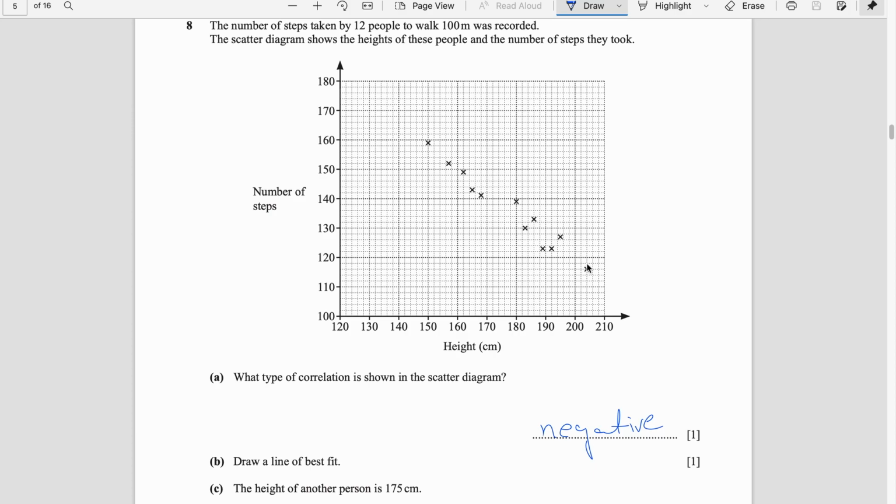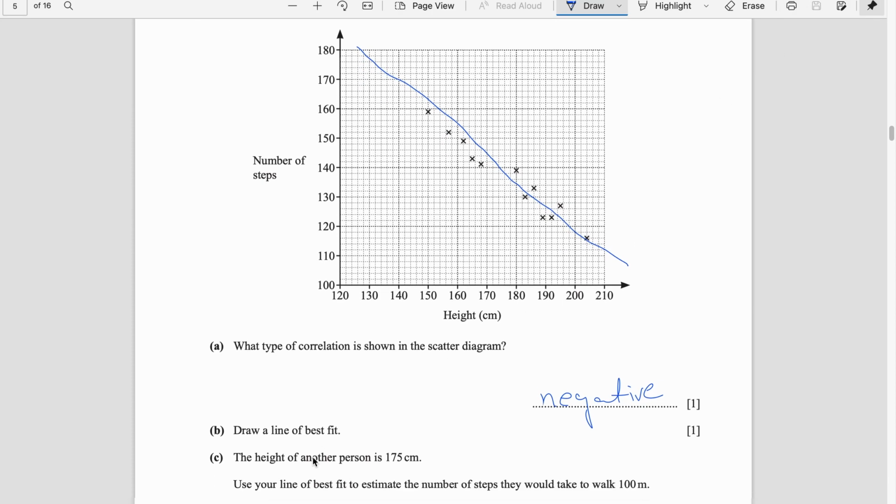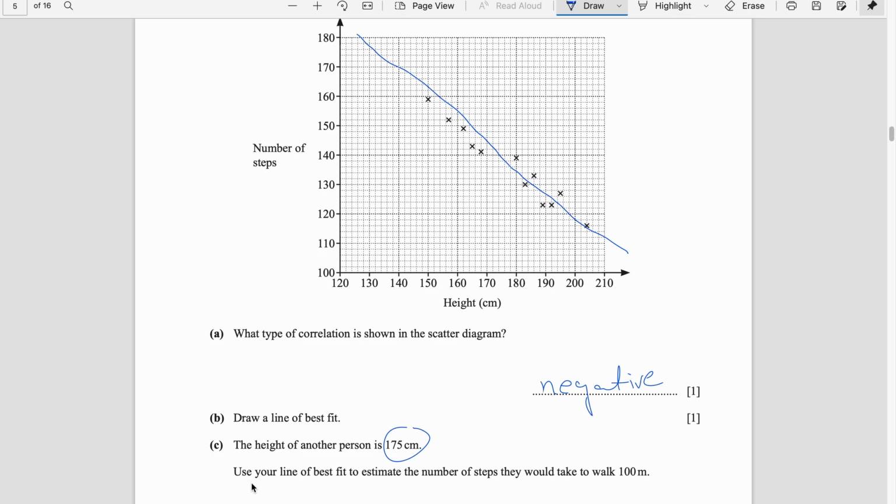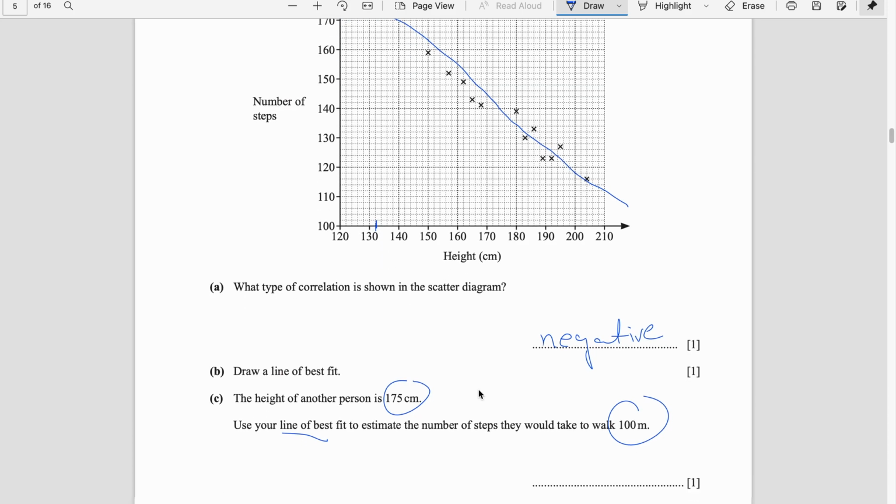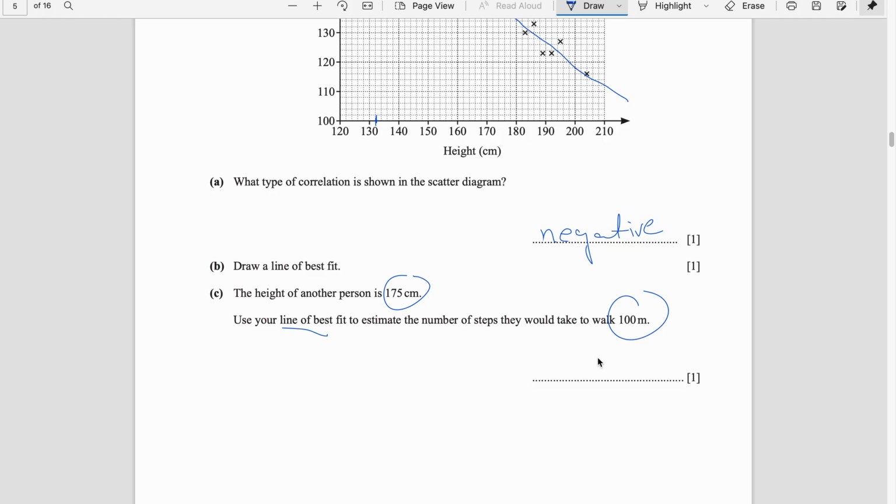Draw the line of best fit. Just lay your ruler on the paper and see that you should get an average number of dots above and below the line. It does not need to pass through all of the points or any of the points at all. The height of another person is 175 centimeters. Use your line of best fit to see how many steps they take to walk 100 meters. So this is 170, 180. So at 175, use your own graph and see what this value is. At this point, I'm getting 132.